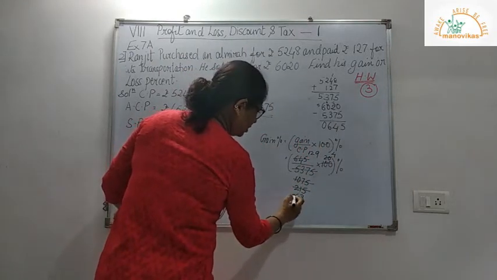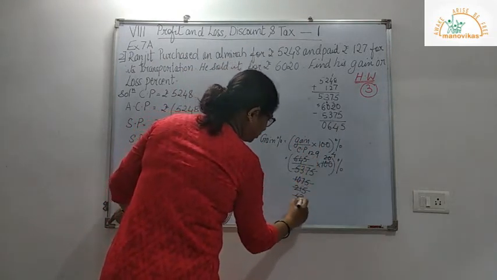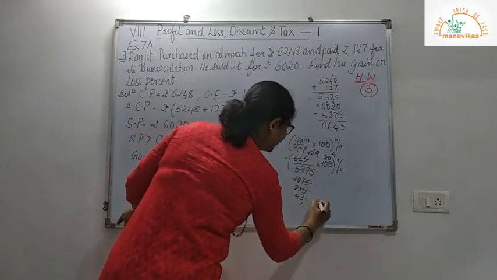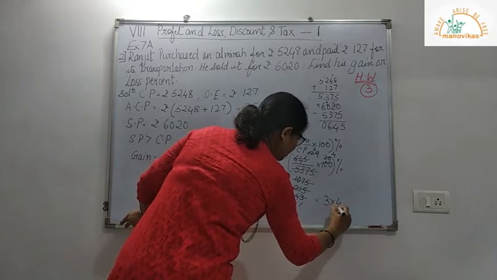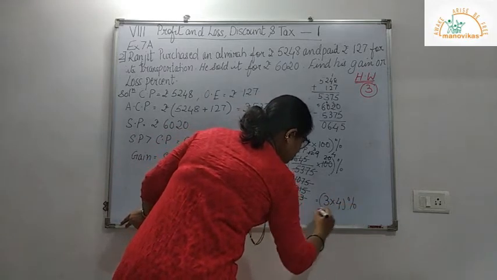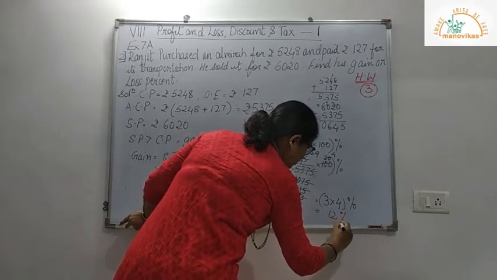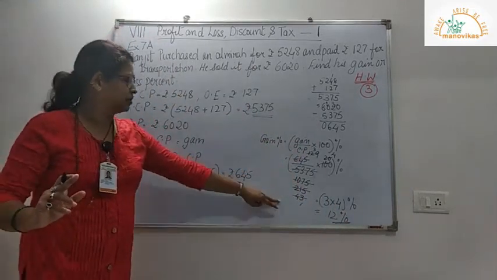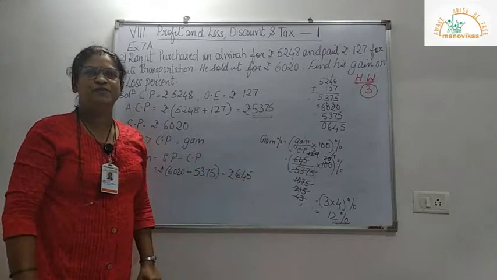Again 43 will get cancelled with this. 43 ones are, 43 threes are. So I get it as 3 into 4%, which is equal to 12%. So this is my final answer, that is the gain percentage is 12%.